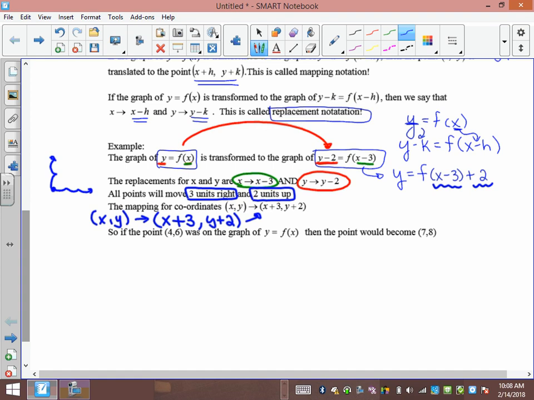If you have to draw a graph, you take all the old points, plug them in here separately each time, draw your new graph, move on. So mapping is the best way if you're going to move a point or a graph.